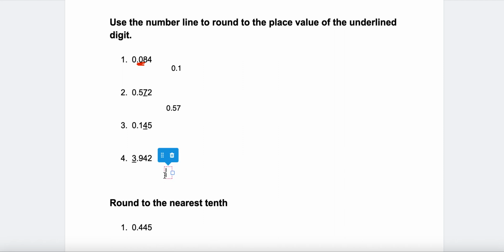Let's try number 4. 3.942, and we're trying to round it with no decimal. And 9 is the number behind 3, which makes it round up to 4.